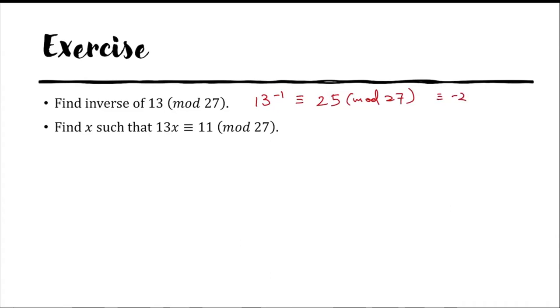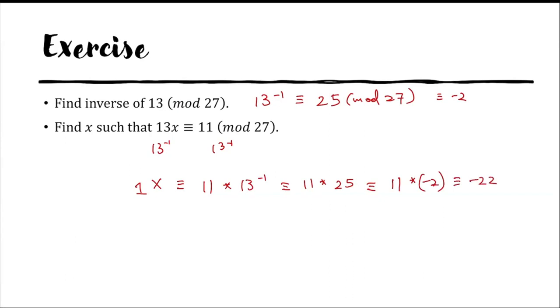Now here, to solve for 13x congruent to 11 mod 27, we can multiply the inverse of 13 on both sides. And we know the inverse of 13 is equal to 25. So you can multiply by 25 on both sides, and that's also congruent to -2. So to make it easier, we know x will be congruent to 11 times 13 inverse. Now 13 inverse is congruent to 25. Now 11 times 25, you can compute it. Or instead of multiplying by 25, we know 25 is congruent to -2 mod 27. So we can just multiply 11 by -2. That will give you -22.